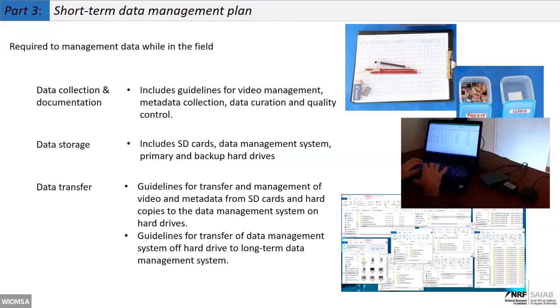The last component of the requirements is the data transfer. Again, there are 2 stages, moving the videos on the SD cards and the metadata on the data sheets to the hard drives, and then transferring all the field trip data from the hard drives to your organization's data management system when you're back in the office. With all of these steps, it's very important to ensure that you have appropriate quality control procedures in place to ensure that no data are lost during the process.